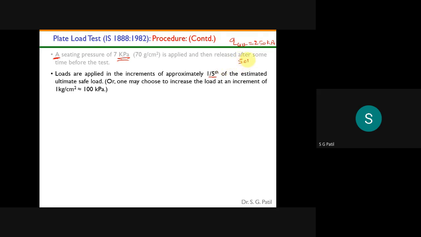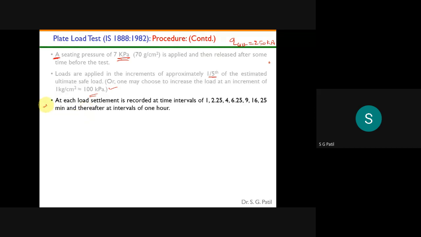First I will apply 50 kilopascal and maintain this load for almost 24 hours, and under that load I will take the settlements. The next day I will apply another 50 kilopascal, so it becomes 100, then 150, then 200, then 250. So you apply 1/5 of the ultimate load bearing capacity, or you have a choice: you can even apply 100 kilopascal increments, irrespective of your ultimate load.